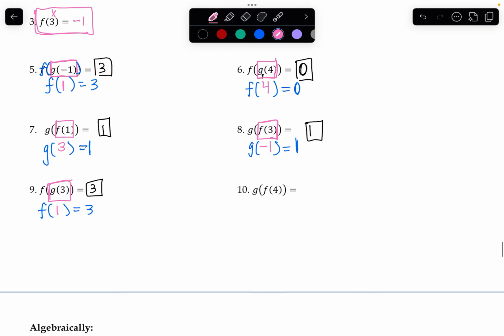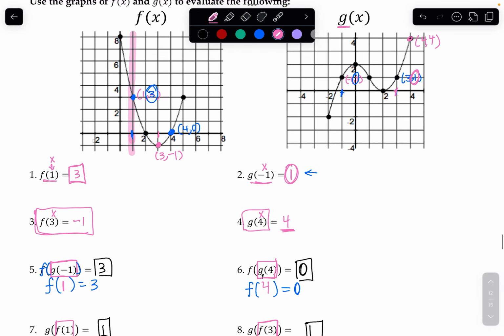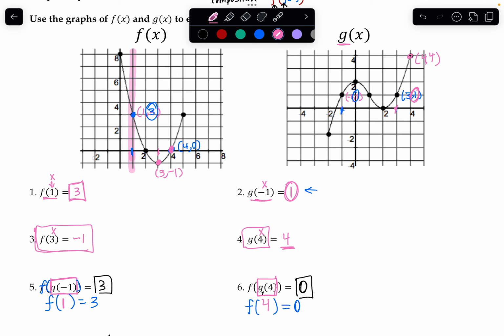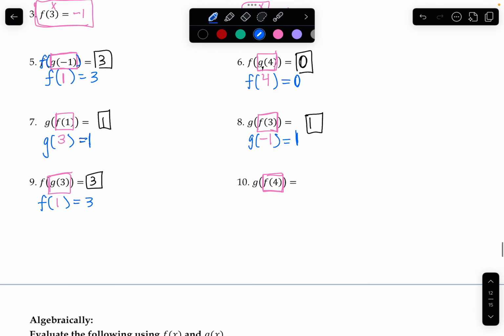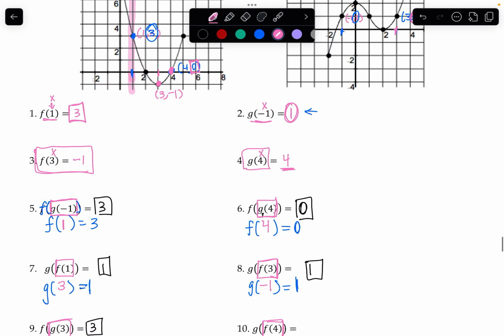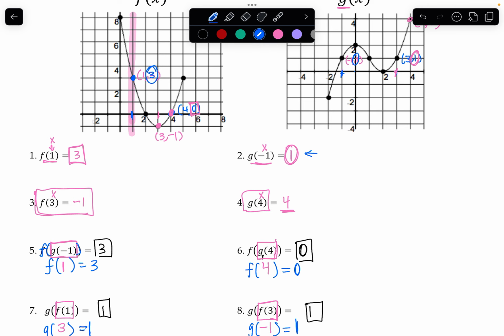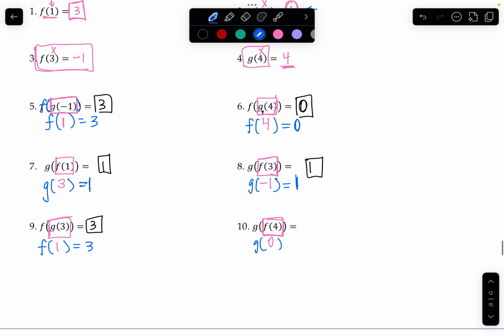And then last one here, we have f of 4 that we need to figure out first. So we go to where x is 4. We had the output 0. So this problem becomes g of 0. Go to g, go to 0, and it looks like we have the point (0, 2). And so the output is 2 when x is 0. And so our final answer for 10 is 2.